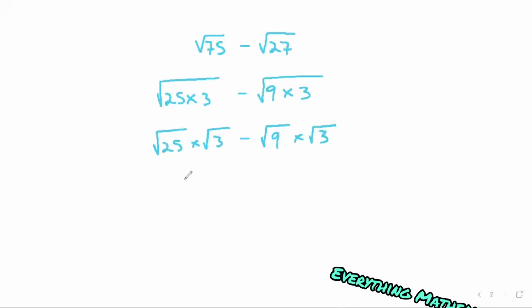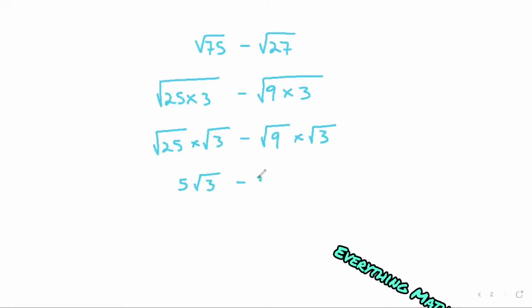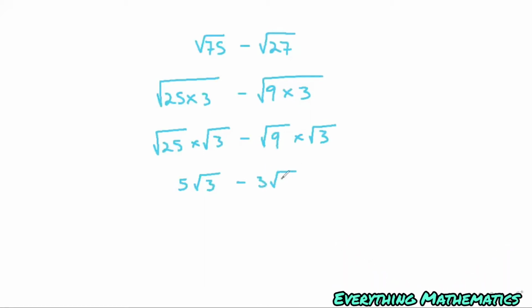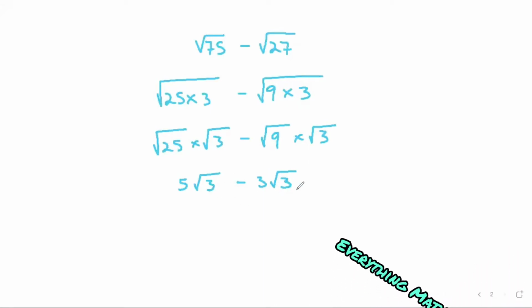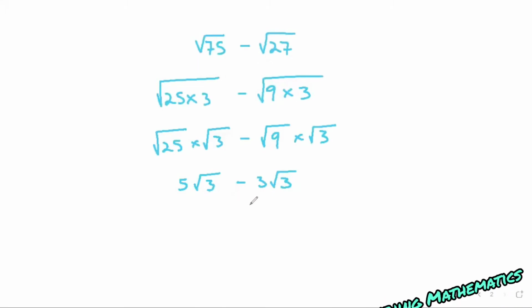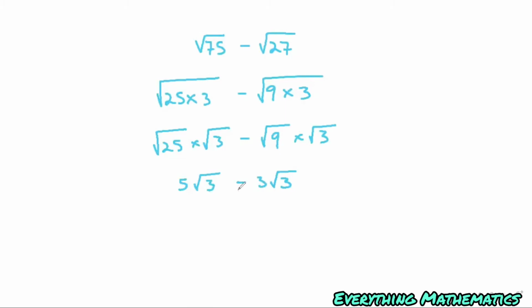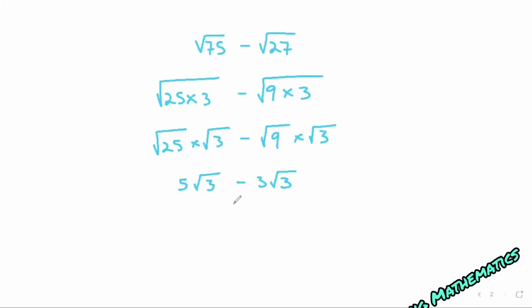And the square root of 25 will be 5. So that's 5 root 3 minus the square root of 9, which is 3 root 3. And this one worked out pretty nicely again. What's under the roots are the same. So according to rule 4, I think, you keep what's under the root and you compute what's outside, or what we could call the coefficient.